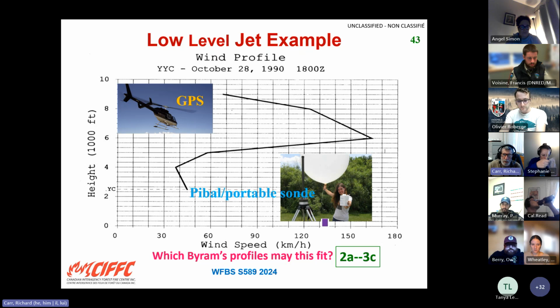Yeah, just at the bottom there, just popped up another little box. I forgot to ask the question: which Byram profiles may this fit? Well, it looks like anything between about 2A and 3C. We're not looking at a very deep portion of the atmosphere, so we can just compare it to the lower part of those profiles.